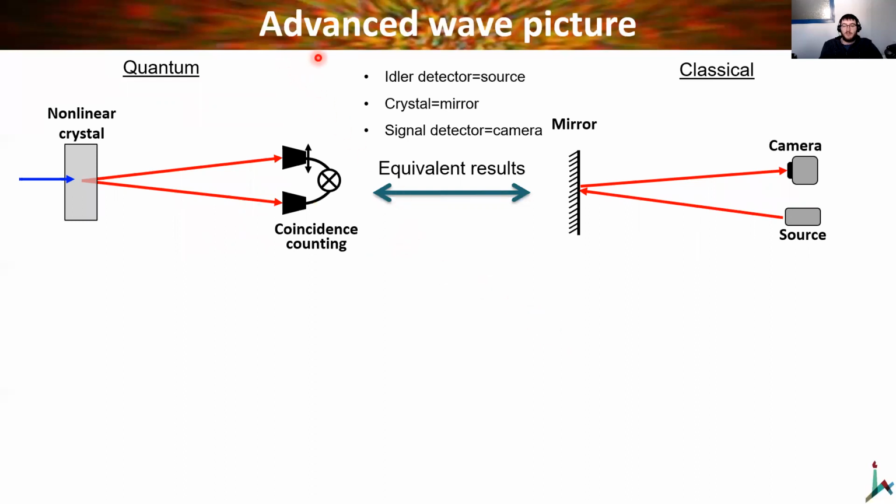To get a bit of intuition on these results, we try to explain it using the so-called advanced wave picture of SPDC. Briefly, the advanced wave picture says that we can replace a quantum experiment like that, where we have SPDC and we measure correlations between two detectors.